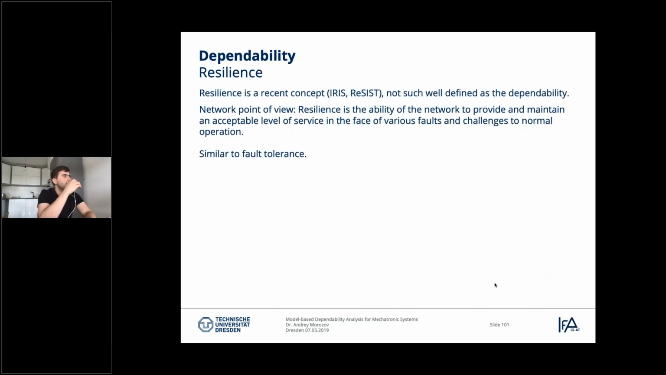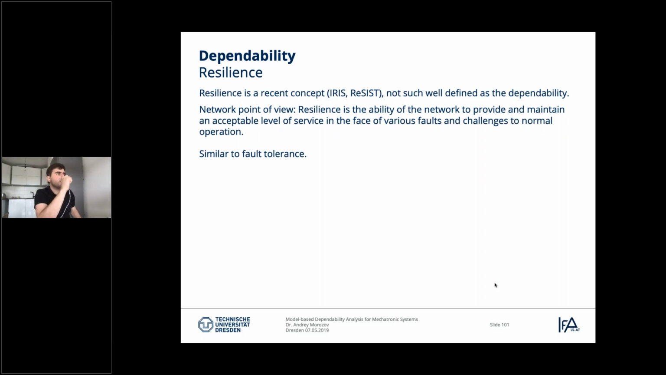Now another thing is resilience. This is a kind of buzzword nowadays, because it has something to do with fault tolerance. Earlier I would call a system fault tolerant, but now we call it resilient. In the first lecture I talked about complex mechatronic systems and cyber-physical systems, and this is also something like that. Resilience is a recent concept. It's not as well defined as dependability.